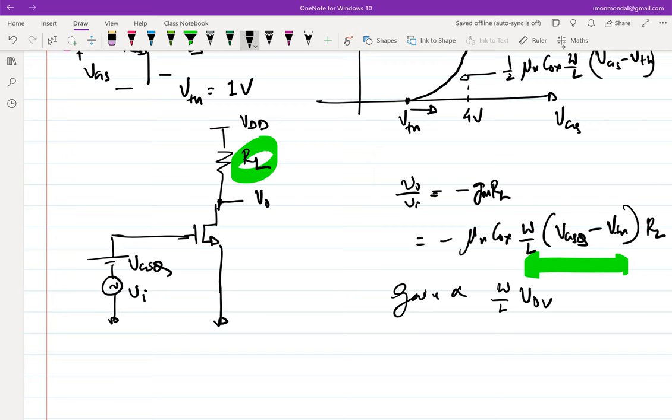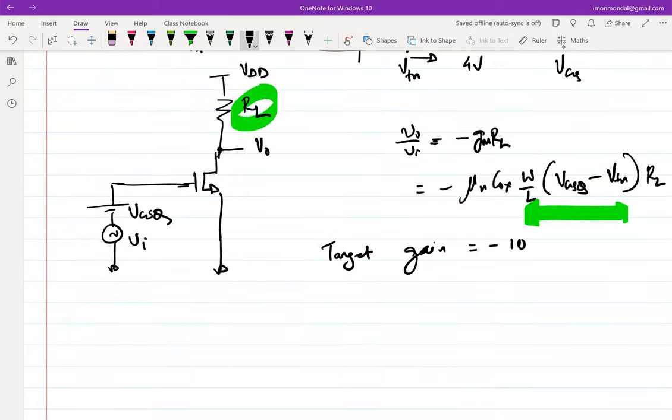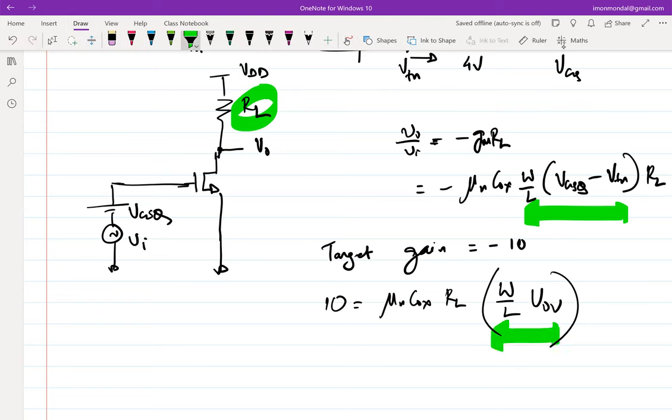So if we are fixing a certain gain, let's say gain of 10, 25, whatever, how many ways can you achieve that gain as a designer? Looking into the equation, what do you think? Let's assume you want a gain of minus 10. So target gain minus 10. You will put minus 10 back in that equation, and you will get 10 equal to mu n Cox times RL times W by L times V overdrive. So as a designer, you have to make a choice: these are the two design variables, and the multiplication of these two variables is giving me a certain number.